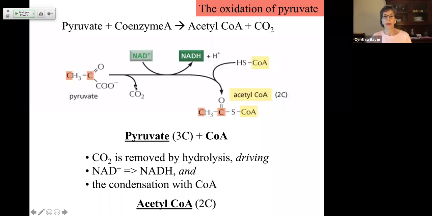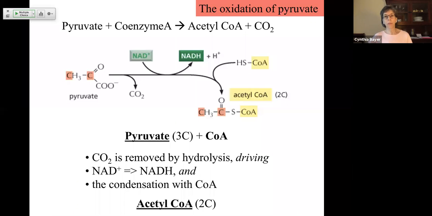And that also then drives the condensation of these remaining 2 carbons with coenzyme A forming acetyl-CoA, a high energy intermediate. This thioester bond between this sulfur and this carbon, that thioester bond is a high energy bond, meaning it's very unstable, chemically unstable, and hydrolysis of that bond will drive the next set of reactions.